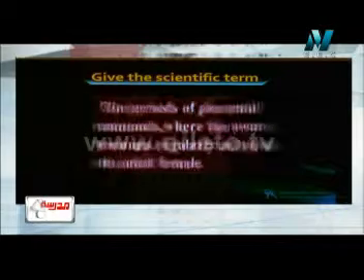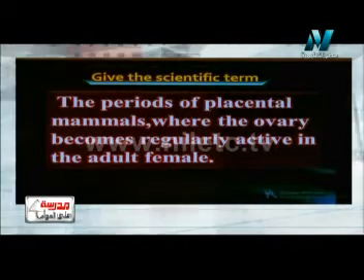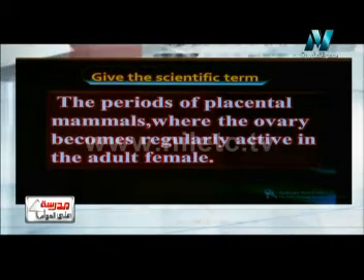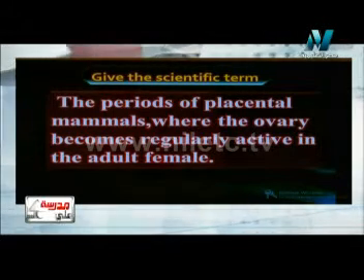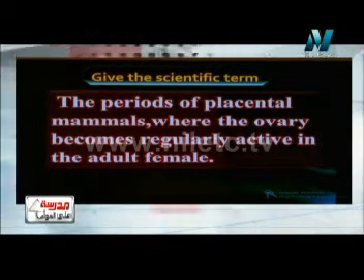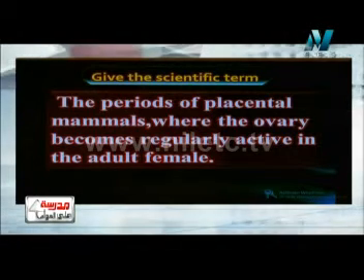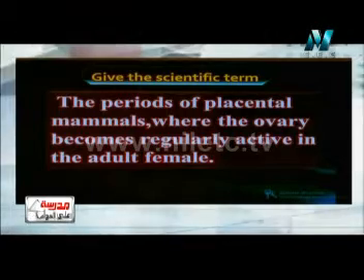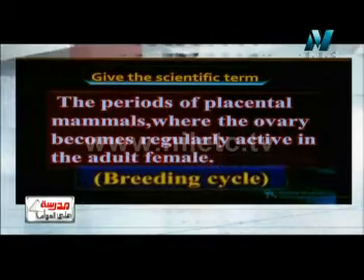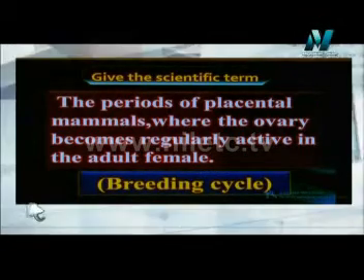The second question. The period of placental mammals where the ovary becomes regularly active in the adult female. The question asks about the period of the placental mammals where the ovary becomes regular to produce ova or becomes active in the adult female, that is the breeding cycle.